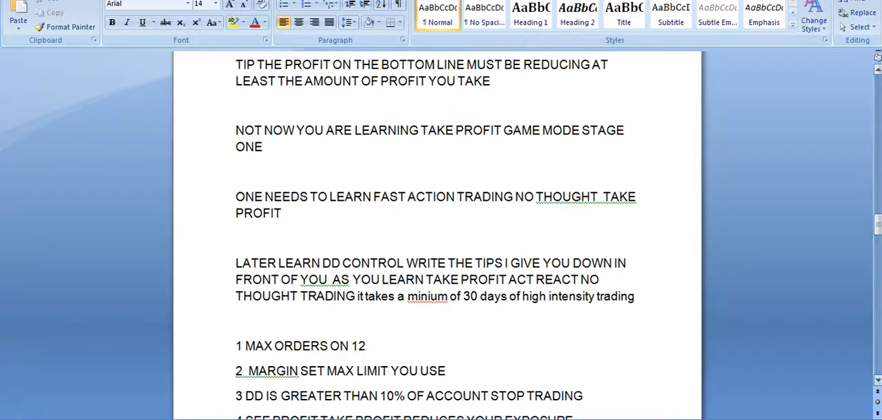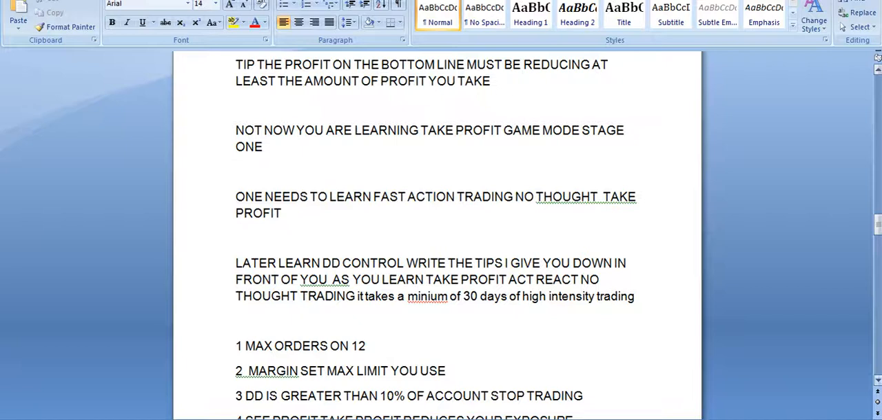Set the margin, set the maximum limit you use. Focus on the margin. If the margin level is getting down, stop trading. For God's sake, stop trading. Let it go into profit. Take the profits off as you see them.